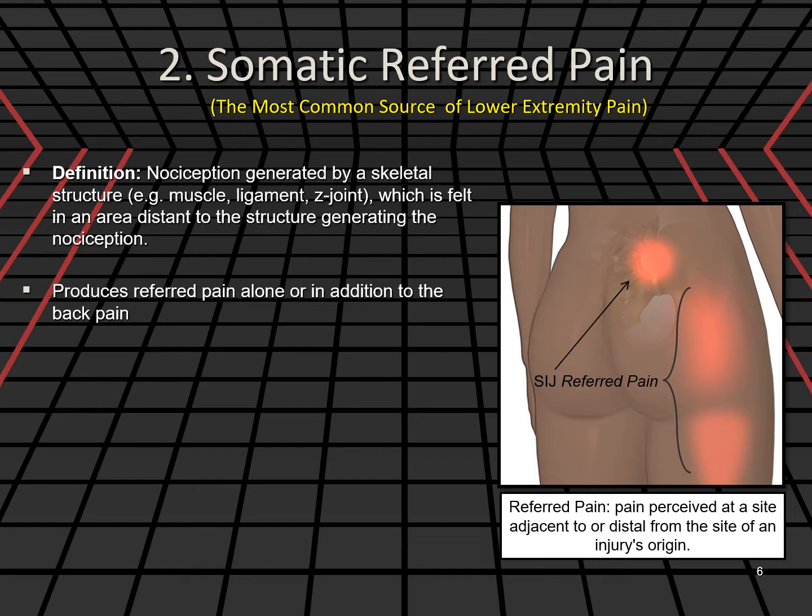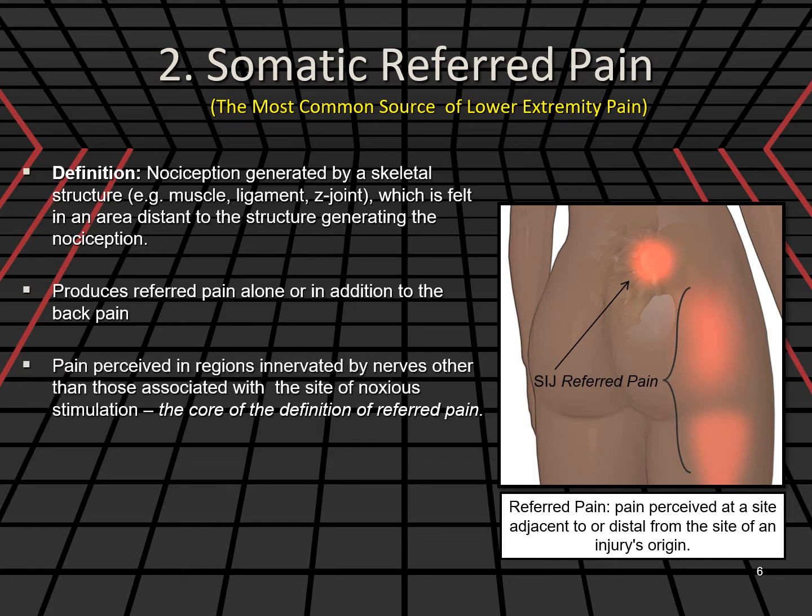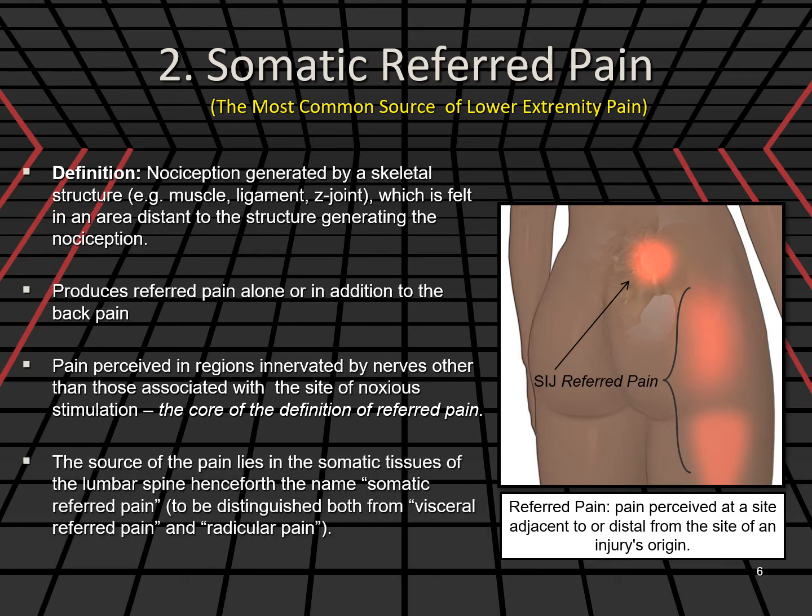It produces referred pain alone or in addition to back pain. It's basically pain perceived in regions innervated by nerves other than those associated with the site of the noxious stimulation, which is the standard core definition of referred pain. The source of the pain lies in the somatic tissues or the bodily tissues of the lumbar spine, and so that's why they call it somatic referred pain, to be distinguished from visceral referred pain and radicular pain.